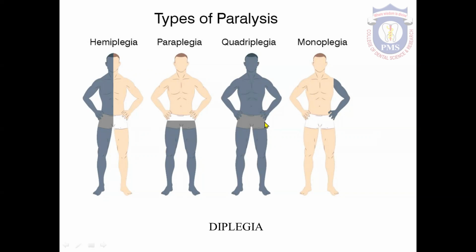It can be the right upper limb, or the left upper limb, or the right lower limb, or the left lower limb. If any one extremity is involved, it is called monoplegia. If 4 extremities are involved, it is called quadriplegia. If either the lower limbs or the upper limbs are involved, it is paraplegia. And if half of the body is involved, it is called hemiplegia. So it is classified into these types according to the areas of anatomical involvement.